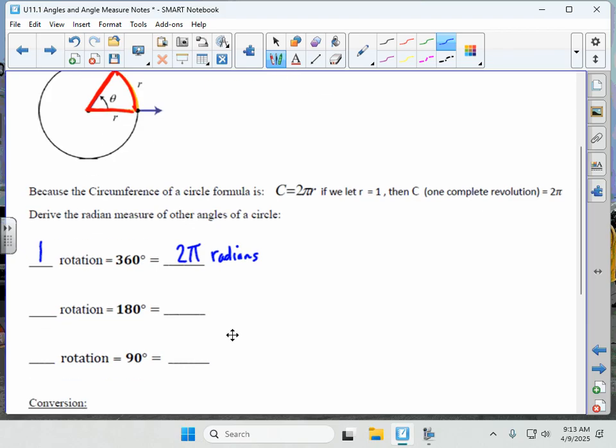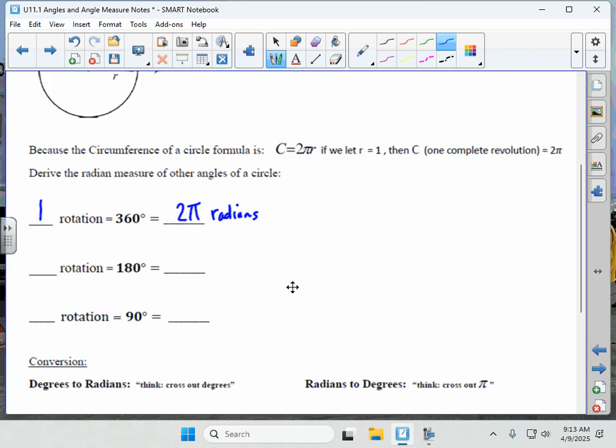Now let's say we take that 360 degrees and cut it in half. We get 180 degrees. That means we can cut the 1 rotation in half and get a half rotation, and we can cut 2 pi in half to get 1 pi radian. So a half rotation is 180 degrees, which is also pi radians. If we took that 180 degrees and cut that in half, we get 90 degrees. 90 degrees is a quarter of a rotation, and in radians, it's pi over 2, a half a pi.